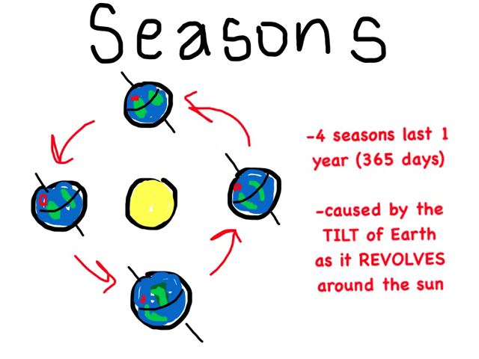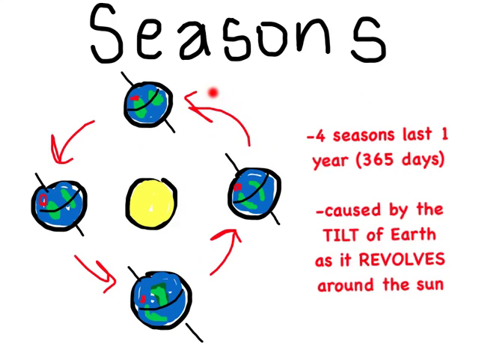All right, we're going to talk about our seasons. That's the next cycle we need to talk about. The first thing we need to remember about the seasons is that there are 4. We have 1, 2, 3, 4 seasons, and the entire cycle lasts 1 year or 365 days.